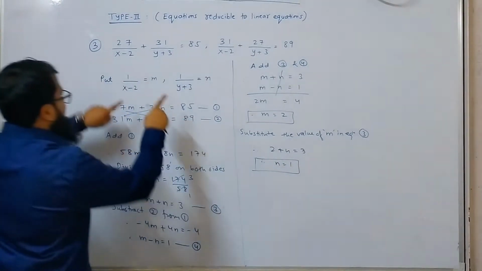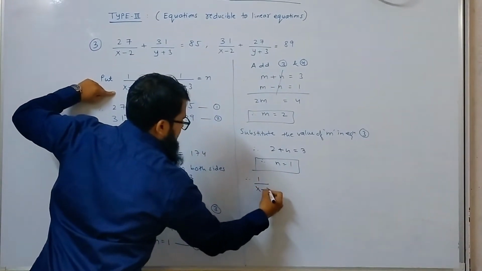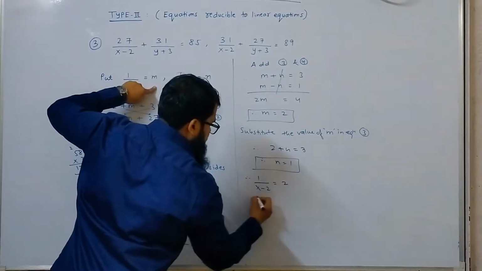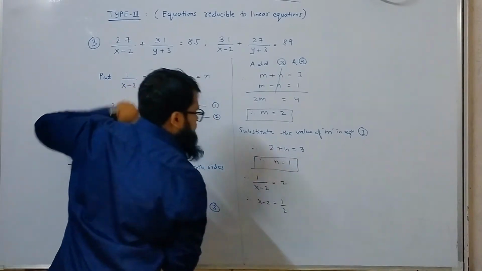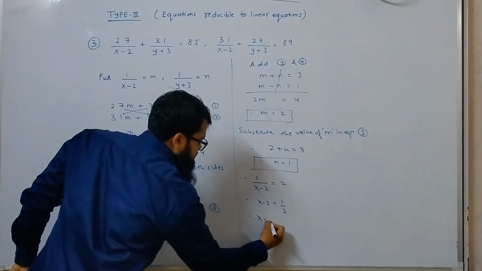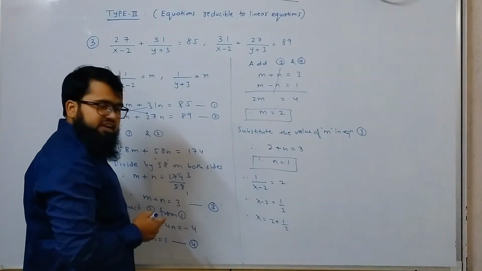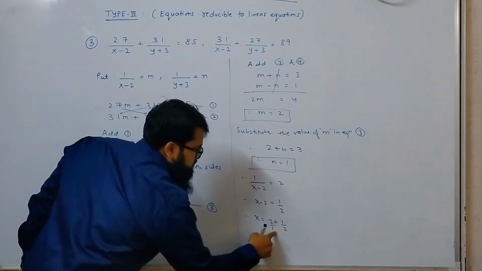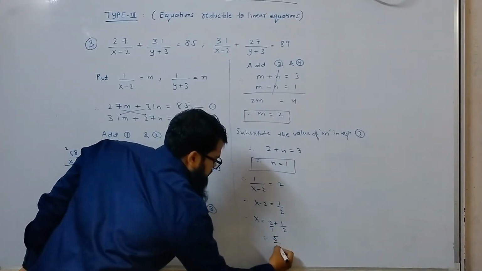Now you put this m and n here to get x and y. So therefore 1 upon x minus 2, which was m, is equal to 2. So therefore x minus 2 will become 1 by 2. Therefore x becomes 2 plus 1 by 2, because minus 2 goes on that side, it becomes plus 2. Cross multiply, 2 twos are 4, plus 1 is 5, divided by 2, 5 by 2.